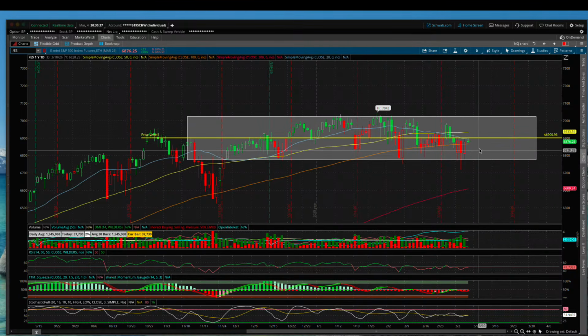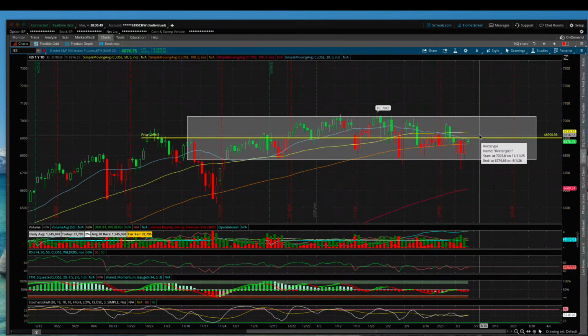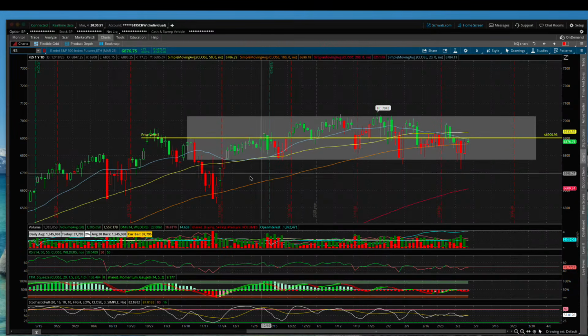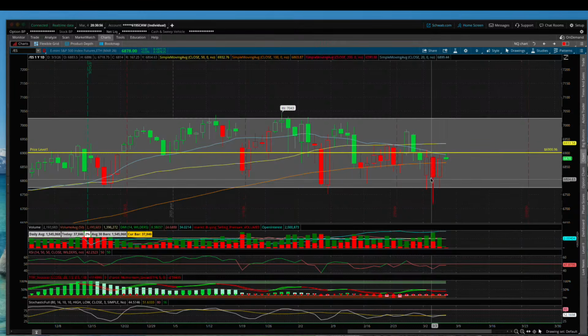You see we're in the lower end of the box. 6,900 is the flat line. So we're underneath the mid level of the box, but not by much. It's only 6,900 is the mid level. So we zoom in here and we can see, all right, what's going on?